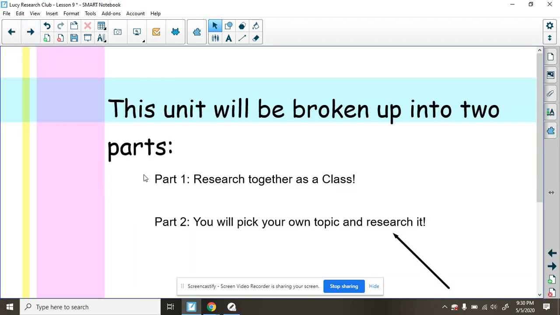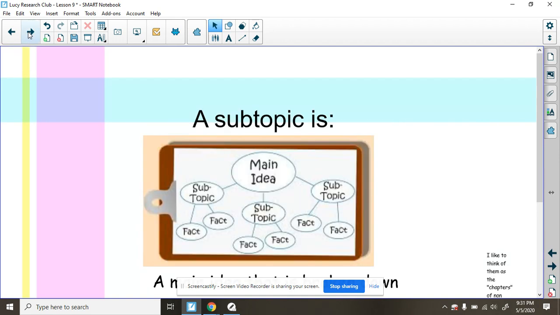Okay, so like I said, this unit is broken up into two parts. The first part, we researched together as a class. We researched the penguin. Now we're on the part where you have picked your own topic. And remember that animal that you sent me last week? Today we are researching it. Today, we're going to really focus on simply subtopics.